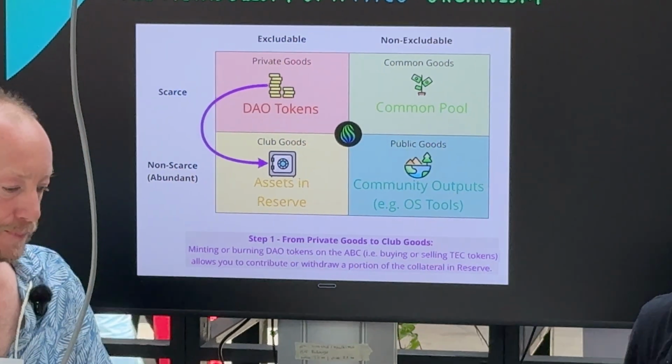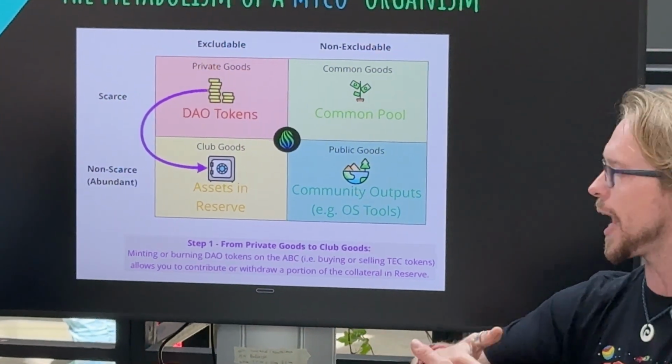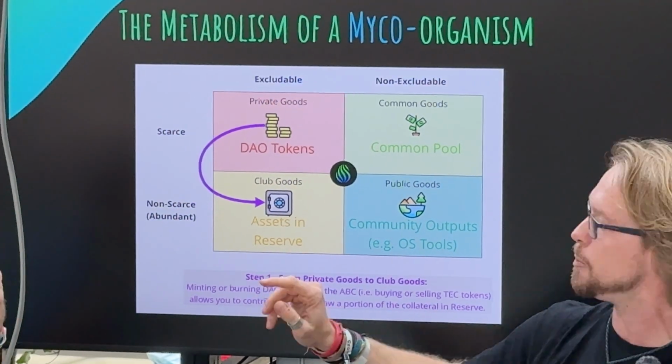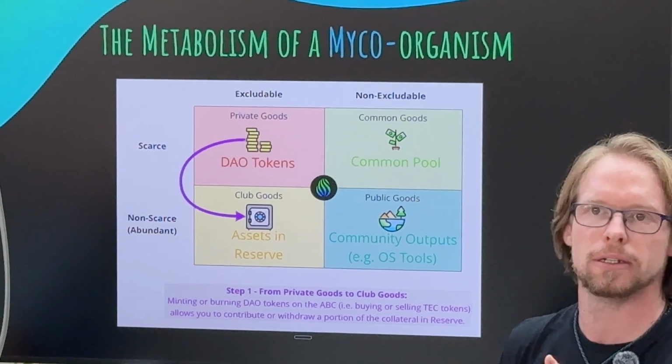A club good might be something more like a golf course. So you can put a fence around it, you can charge for access. So it's excludable, you can keep people out, but it's not scarce in that, one person on a golf course, 10, 100, they can all fit.